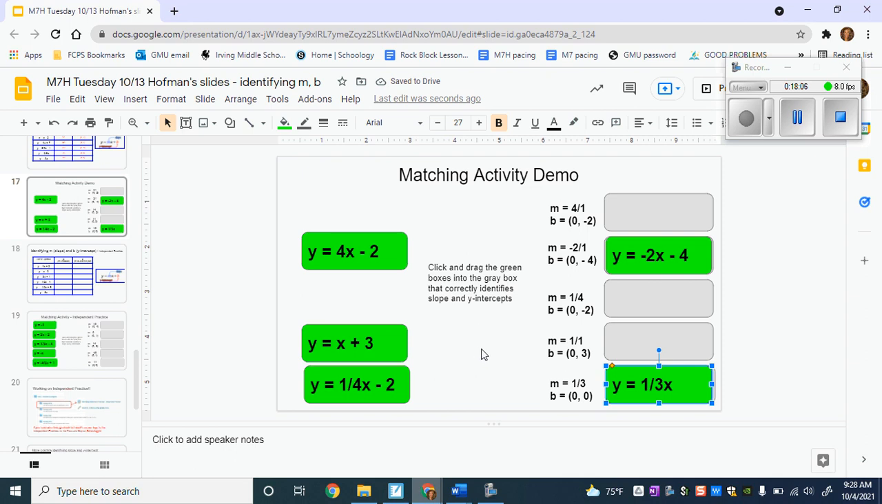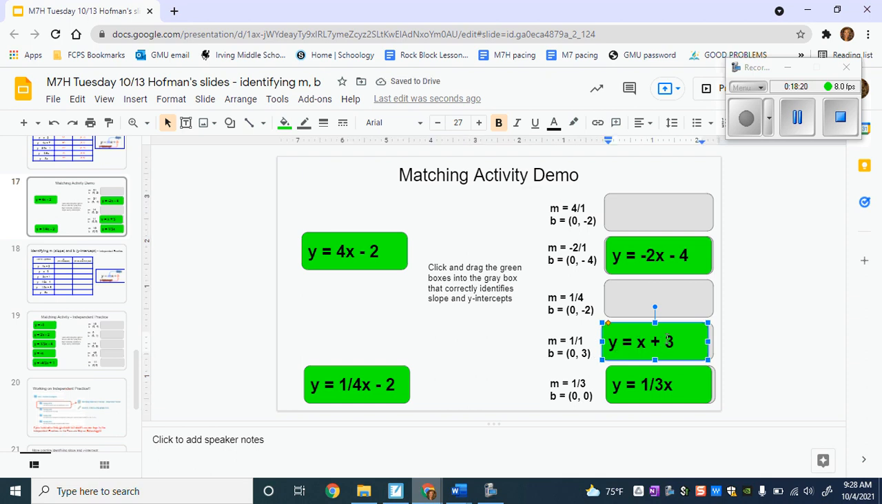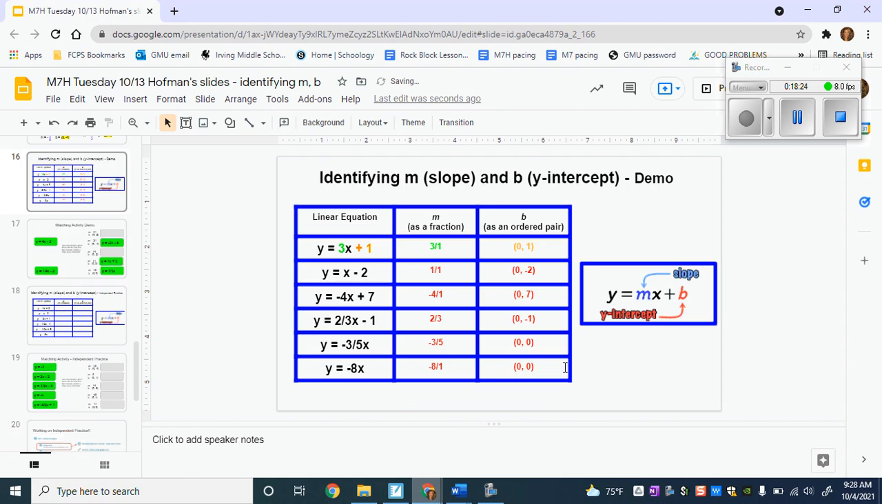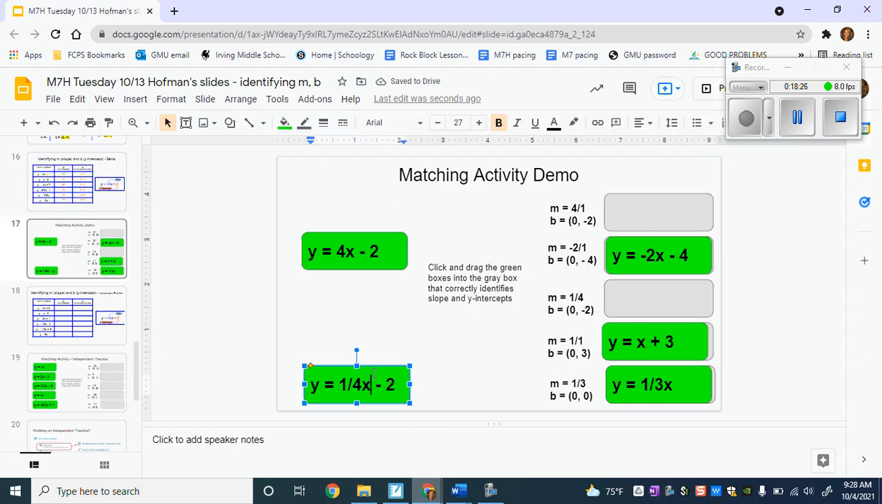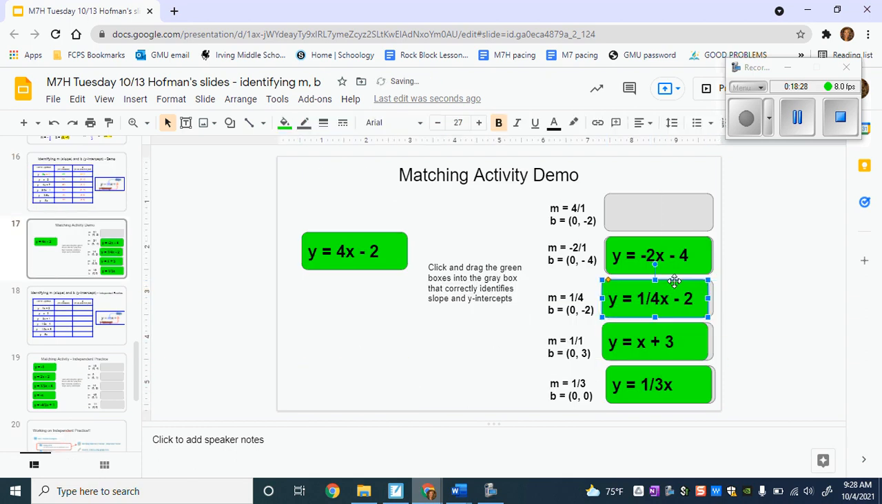So for example, if we're looking here for a 1 over 1, and then this is crossing at 0, 3, I'm looking for something plus 3. That's the plus 3. And because that's technically a 1 right there, that's my 1 over 1. All right, the 1/4 right here crosses at minus 2. And my 4 over 1 crosses at minus 2.